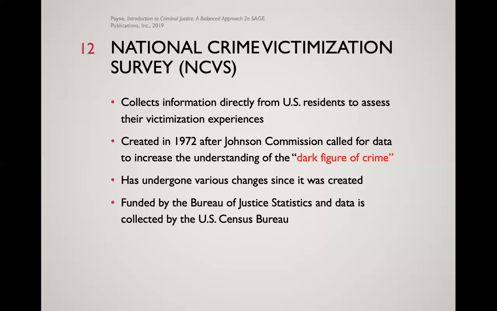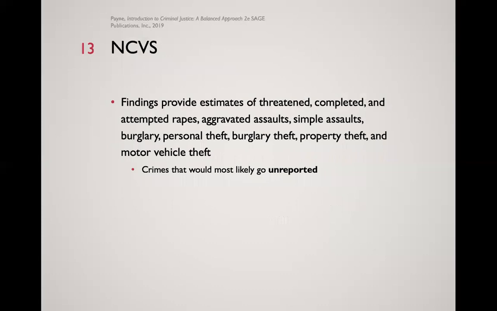All right, so let's move on a little bit. The NCVS findings provide estimates of threatened, completed, and attempted rapes, aggravated assault, simple assaults, burglary, personal theft, property theft, and motor vehicle theft. These are crimes that would most likely go unreported. So let's just talk about it.